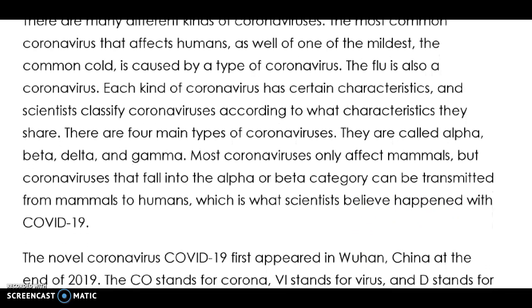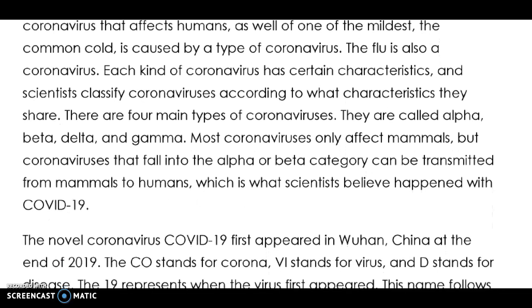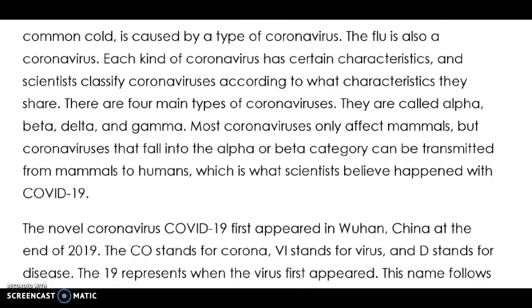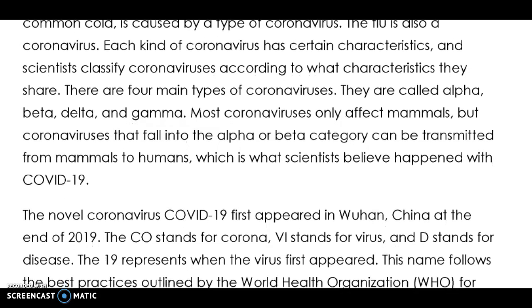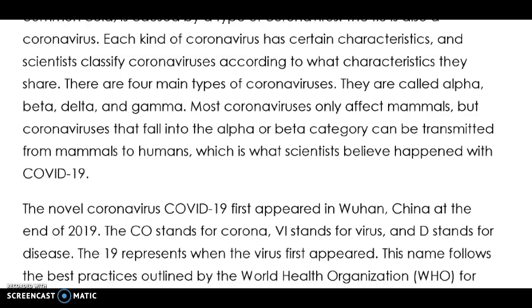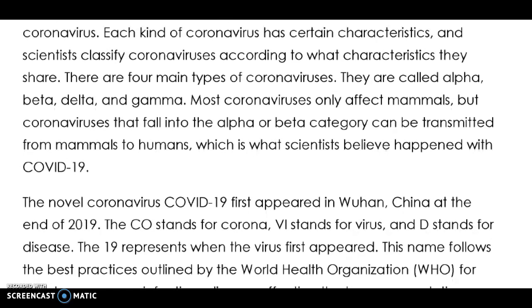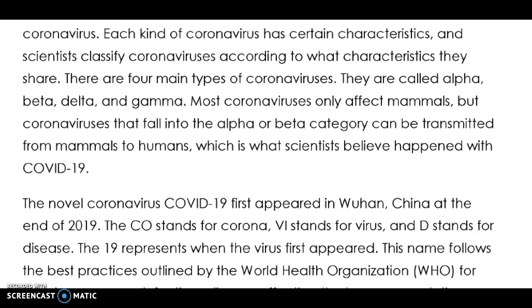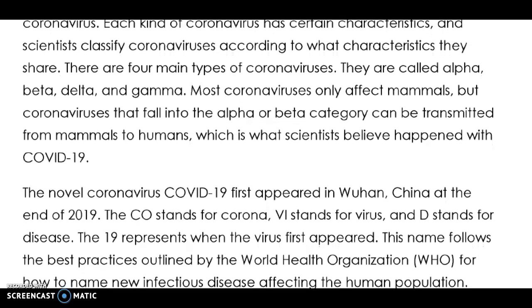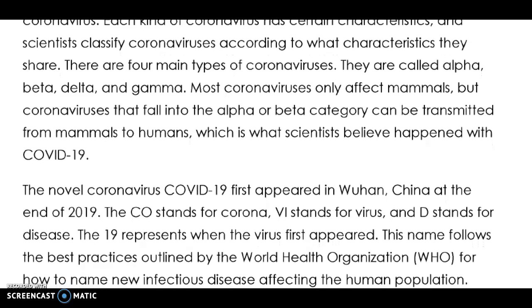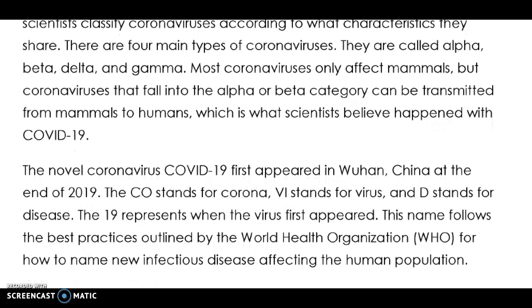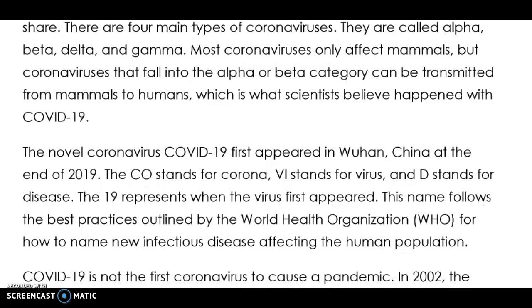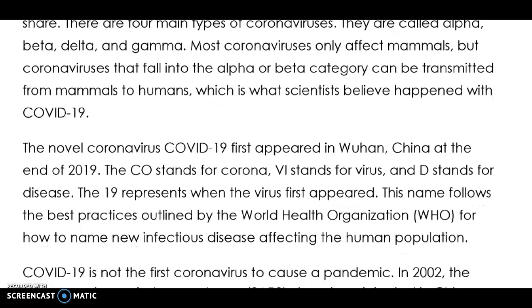The novel coronavirus COVID-19 first appeared in Wuhan, China at the end of 2019. The CO stands for corona, VI stands for virus, and D stands for disease. The 19 represents when the virus appeared. This name follows the best practices followed by the World Health Organization (WHO) for how to name a new infectious disease affecting the human population. COVID-19 is not the first coronavirus to cause a pandemic.